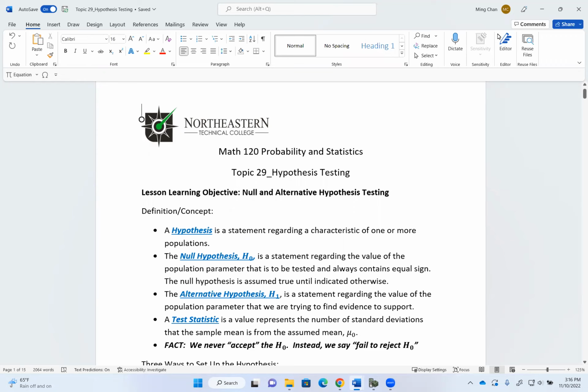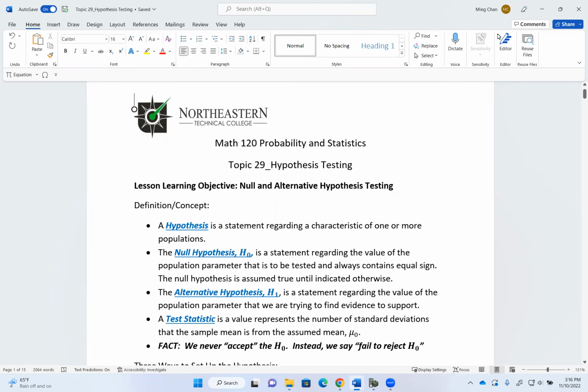A lot of the time when we read the newspaper or watch TV, people throw a lot of statistical data at us. So this is a way to test whether those numbers they are telling us are true or not true. A hypothesis is a statement regarding a characteristic of one or more populations.